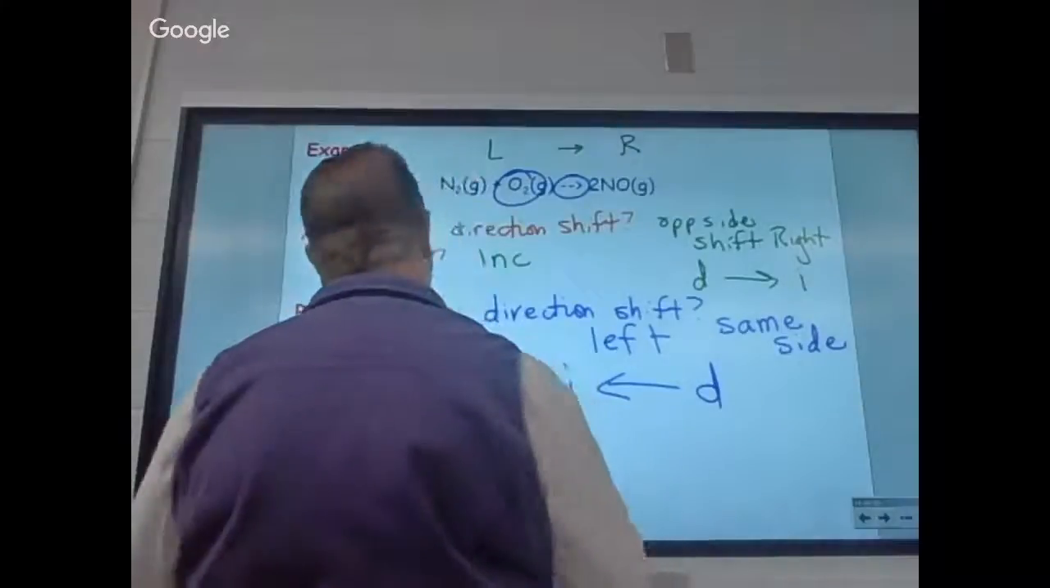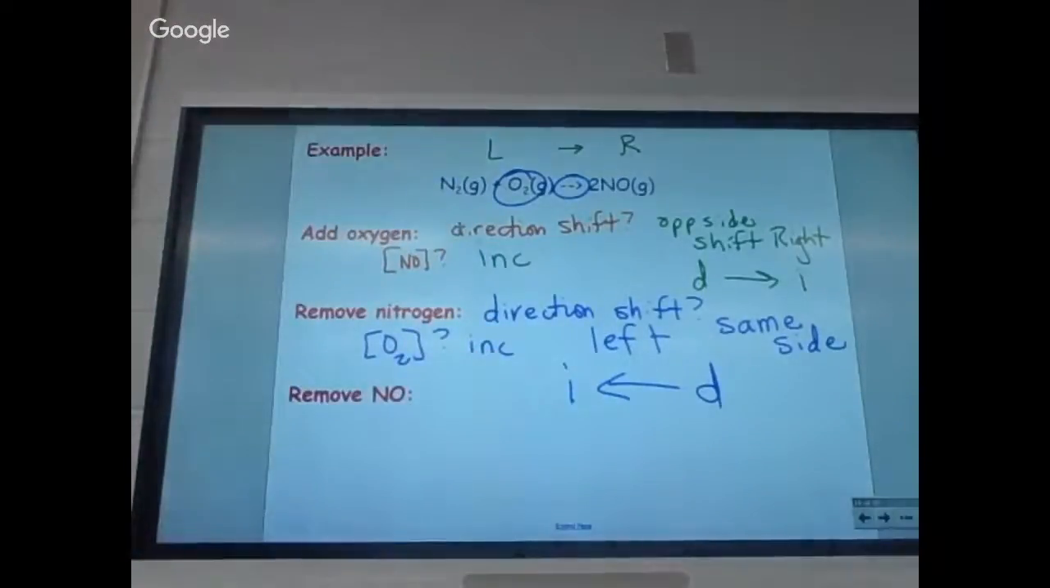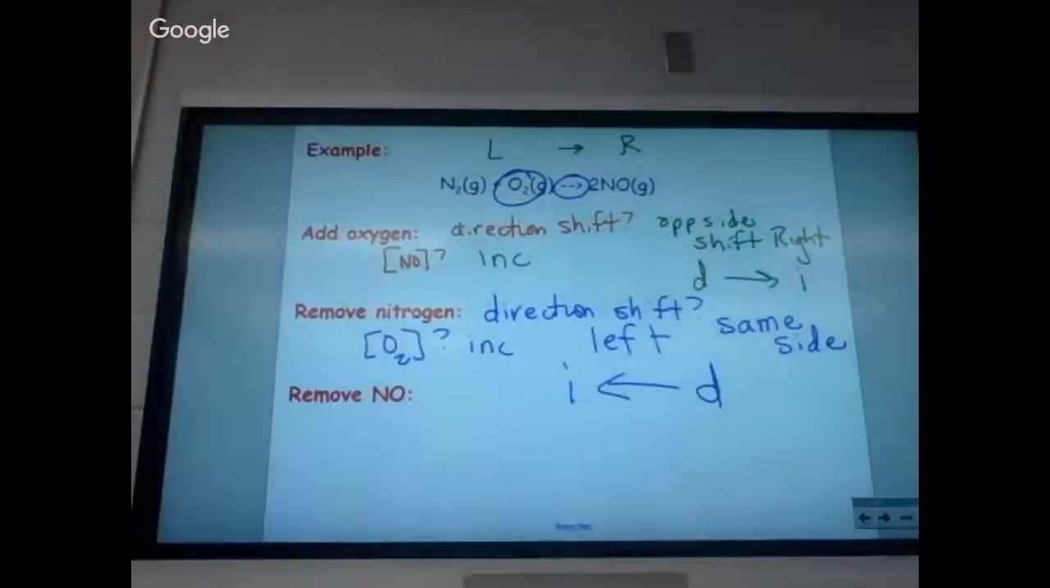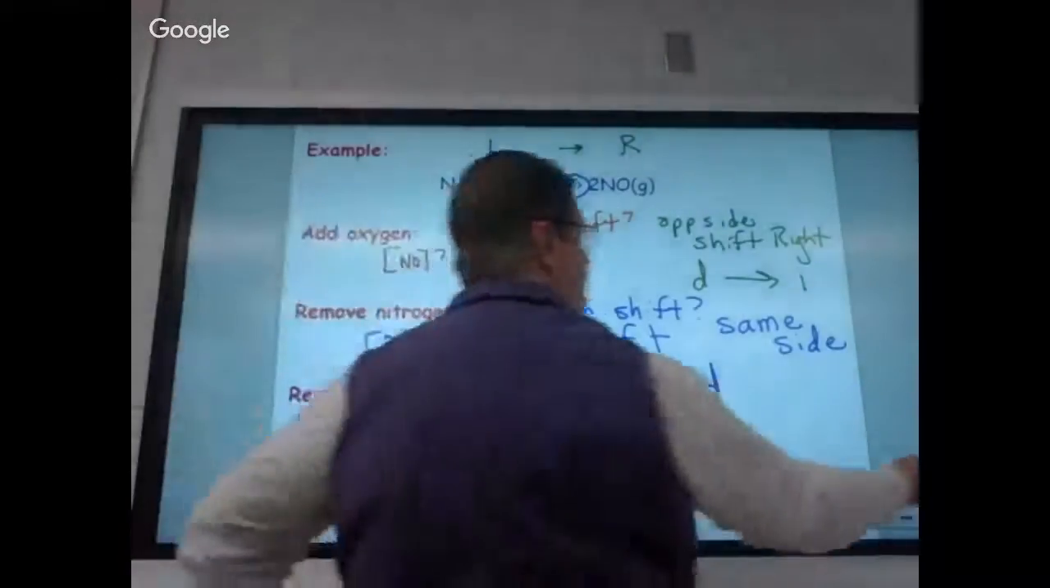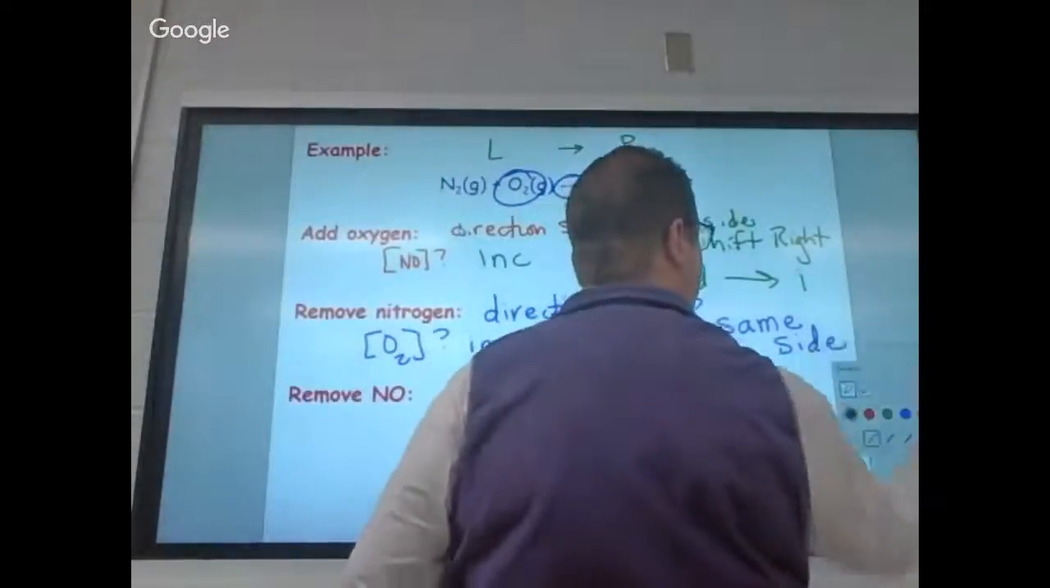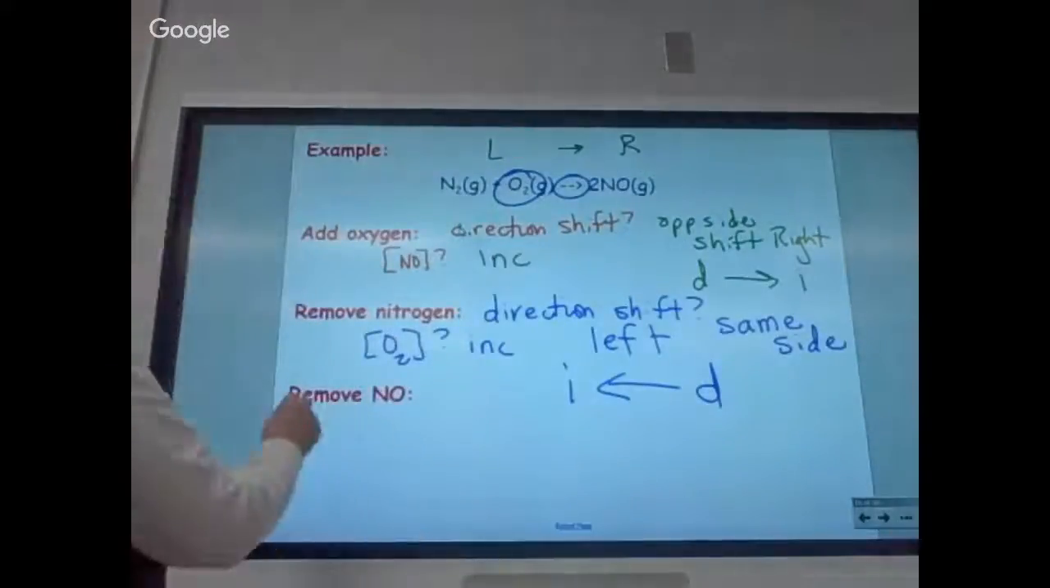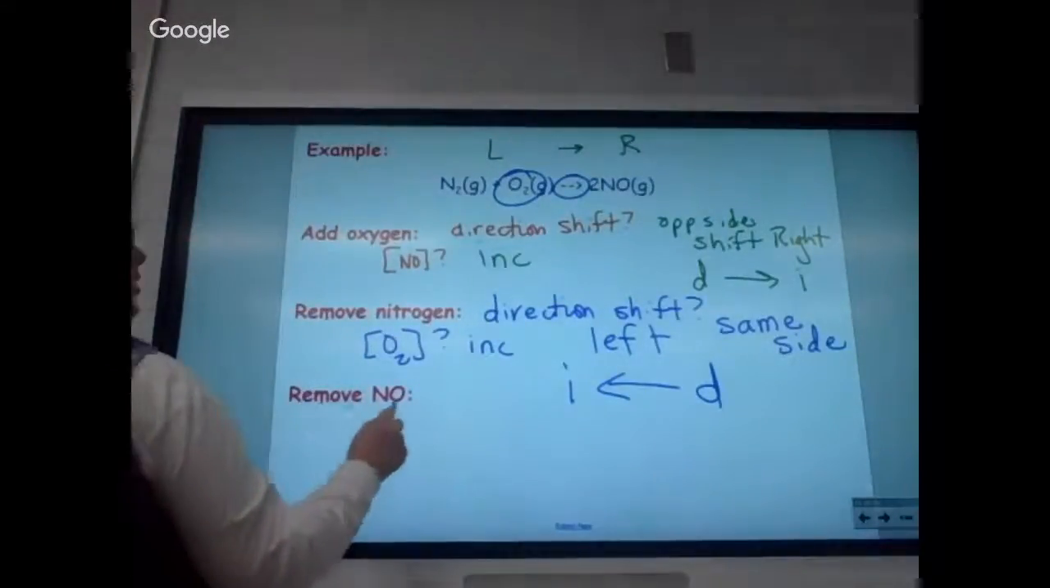All right, if we remove NO, what direction is it going to shift? Right. If we remove NO, what direction is it going to shift? I hear right.